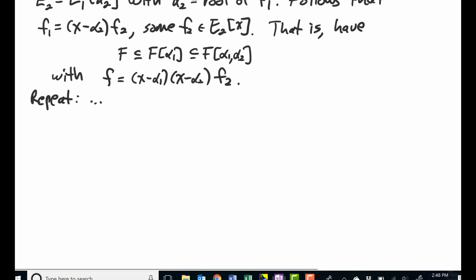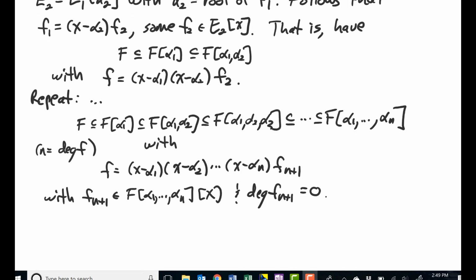All right, here it is in all its glory. You've got a whole bunch of nested fields where you keep attaching zeros of f over and over again until you get all the way up to n of them, where n is the degree of f. So the roots are alpha 1, alpha 2, alpha 3, all the way to alpha n. Again, just repeating the same procedure we've done. And then f factors as a product of all these x minus alpha i's. X minus alpha 1, x minus alpha 2, all the way to x minus alpha n. Times some other polynomial, f sub n plus 1.